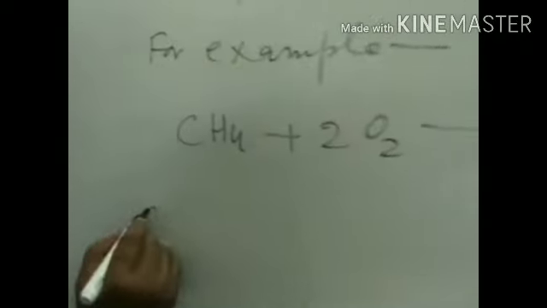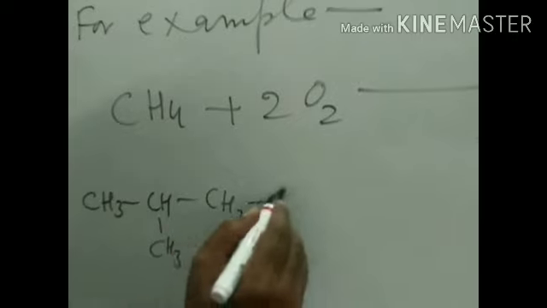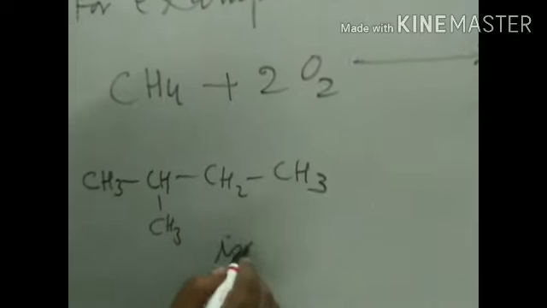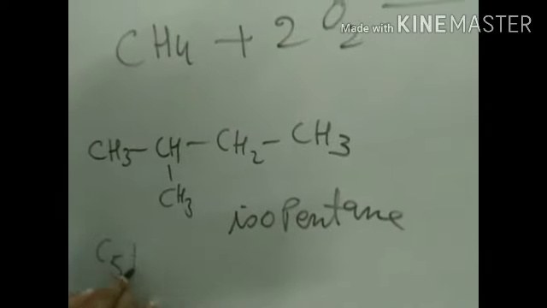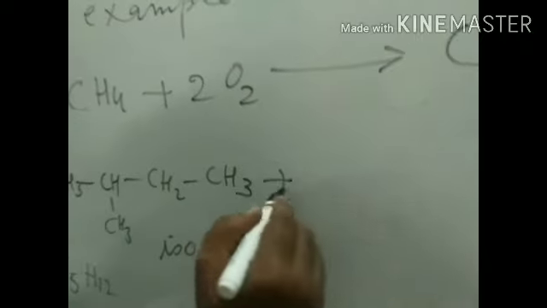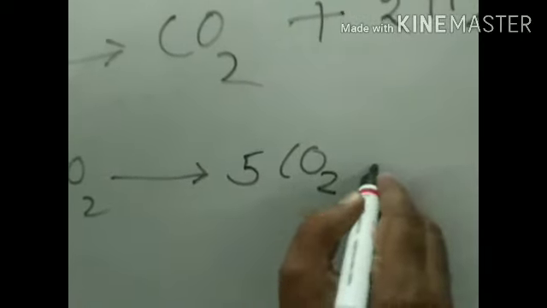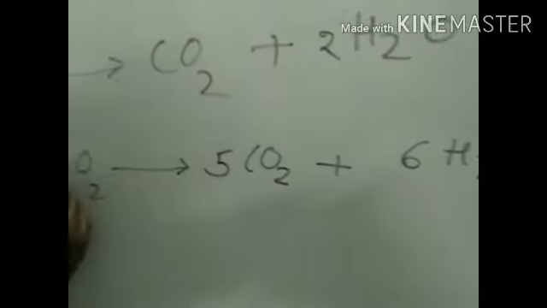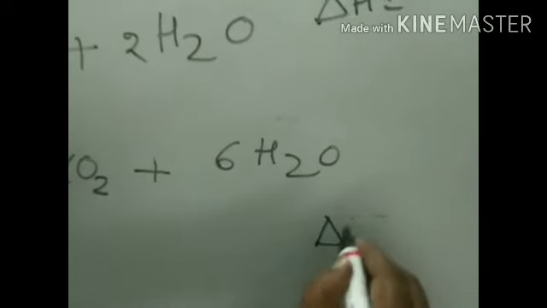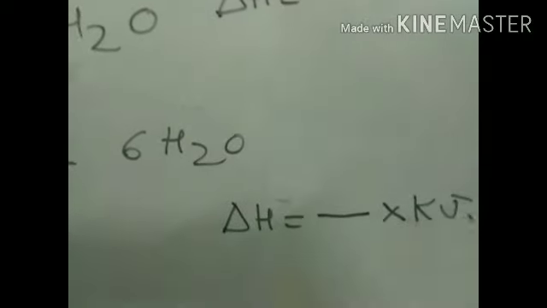Another example, CH3, CH2, CH3. This is isopentane with molecular formula C5H12. When it is allowed to react with air, then 5 CO2 plus 6 H2O, plus delta H, some negative X kilojoule energy.